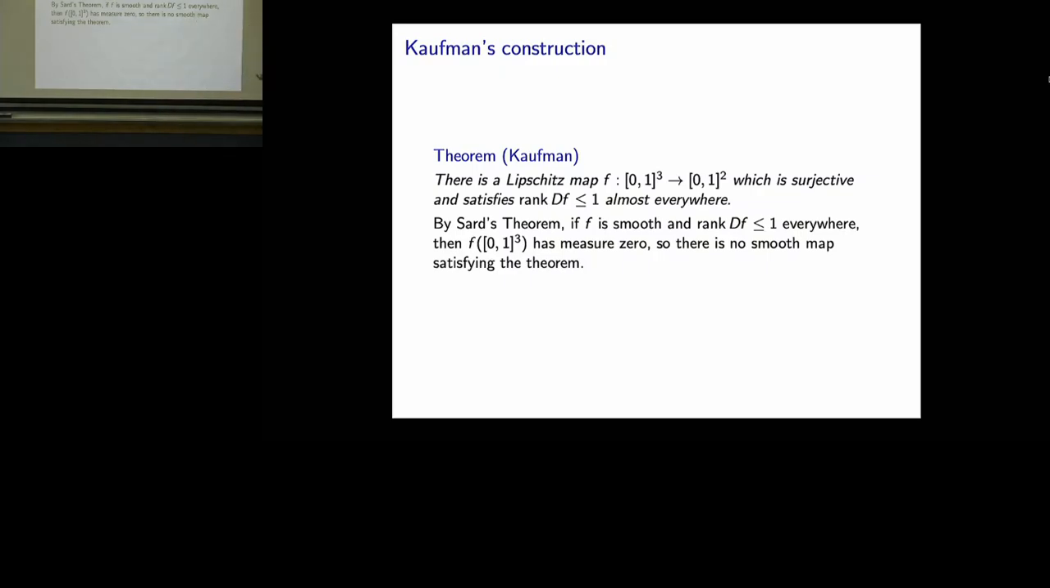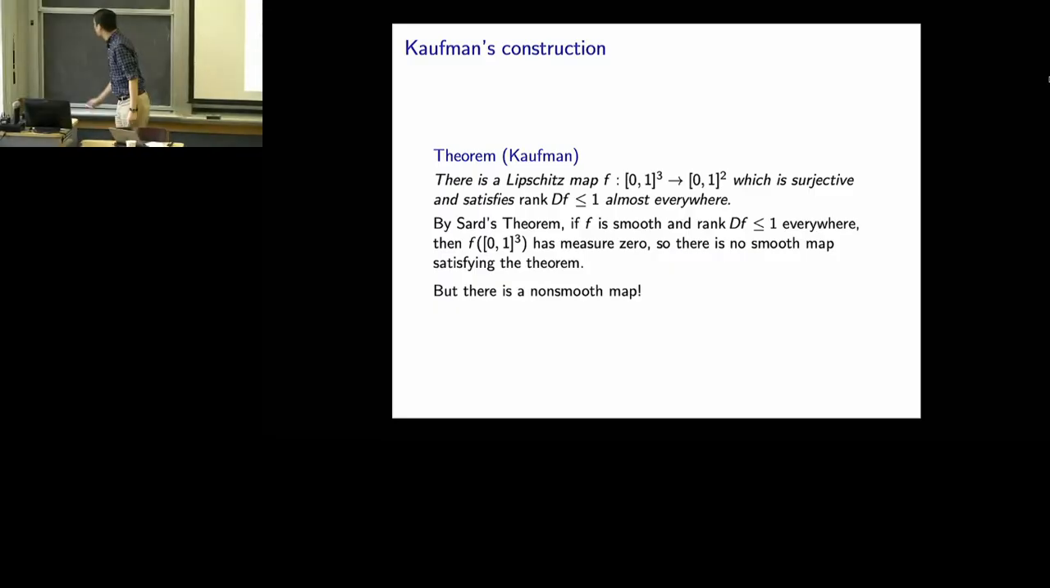So the image of the map has measure 0. There's no way you can cover the square with a set of measure 0, but you can construct a non-smooth map. You can construct a self-similar map that does exactly that. So let me show you how this works. What do we want to do? We want to construct a map from a cube to a square, which is Lipschitz. The derivative has rank 1 almost everywhere, and it's surjective.